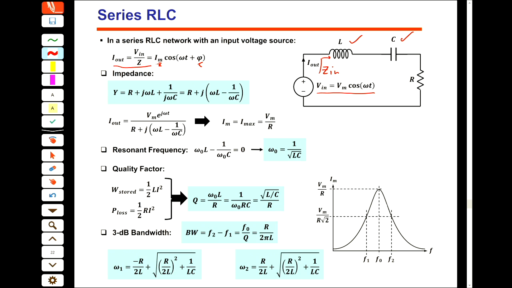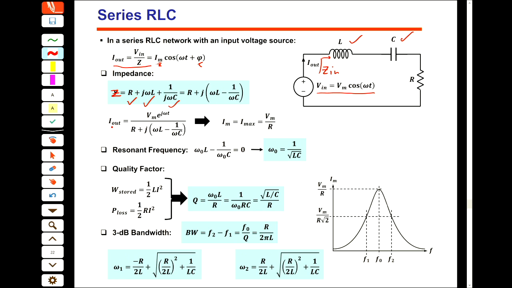So this is Z. And then the impedance of this circuit is, again, the series of all these: the impedance of R, impedance of L, and impedance of C. And easily, again, we can write down this.